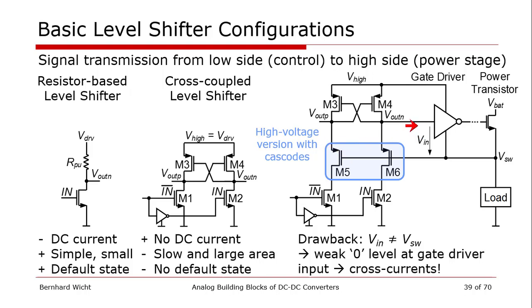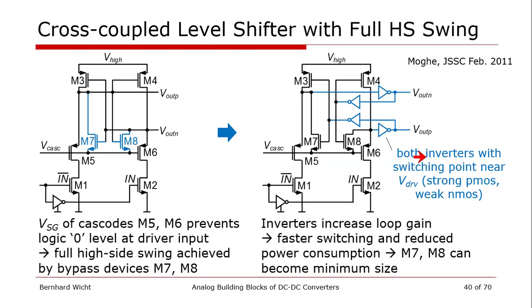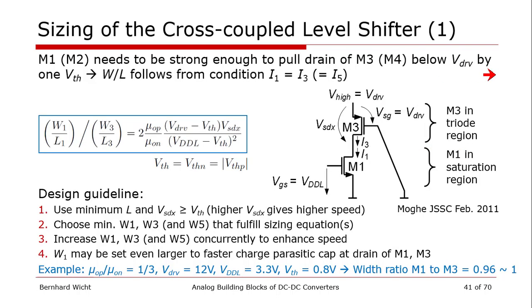We also notice that the source-gate voltage blocks the gate driver input level from going to 0. If we don't want that, we can add additional switches like M7, M8, and even more, we can also add two more CMOS inverters to increase the loop gain and get the full swing driving of the gate input. That's all nicely summarized in this paper here, ISSCC 2020 T2.